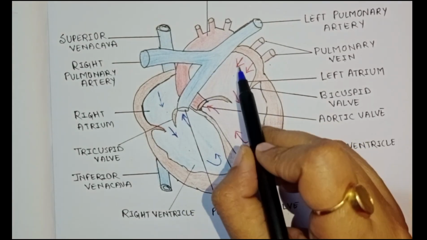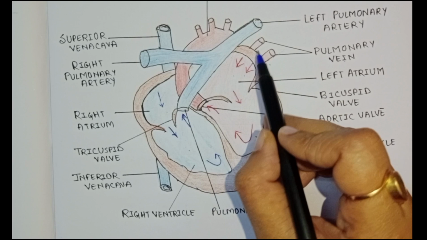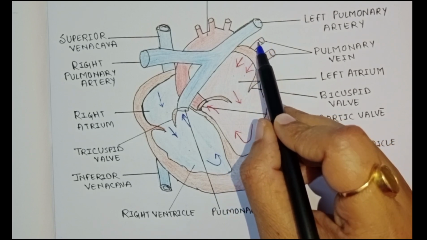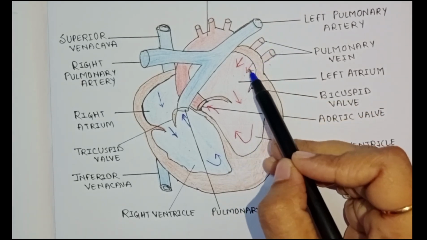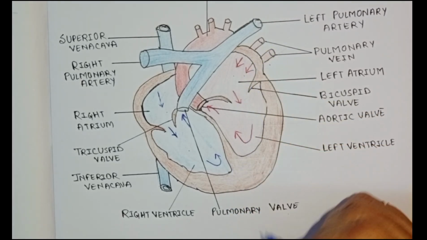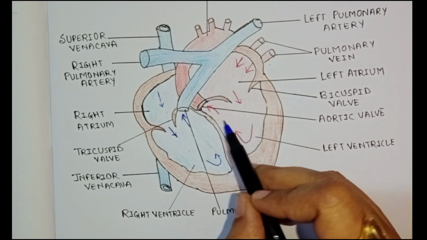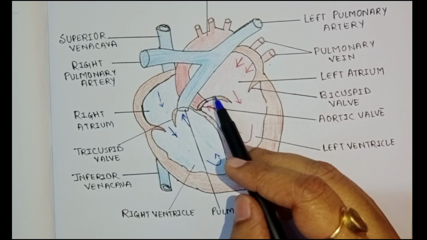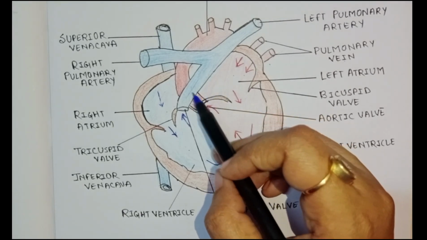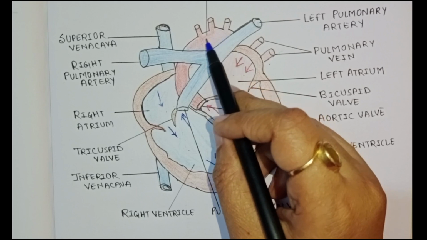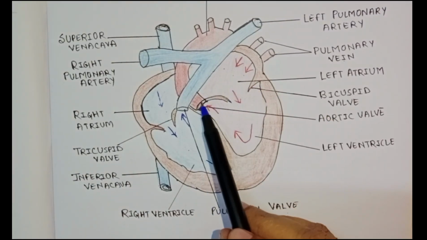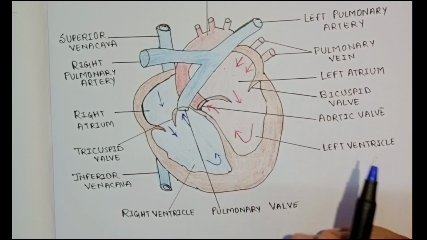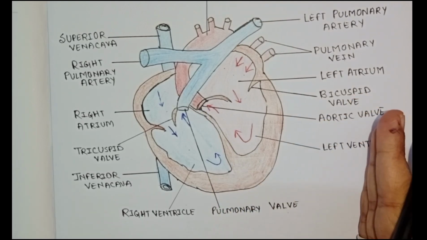So this is the left atrium. The left atrium receives the oxygenated blood through the pulmonary vein from the lung, and from the left atrium it moves to the left ventricle, and from the left ventricle the oxygenated blood is pumped to different parts of the body through the systemic aorta. The aorta is also guarded by the aortic valve, which is also called the semilunar valve. This is the overview of the structure of the heart.